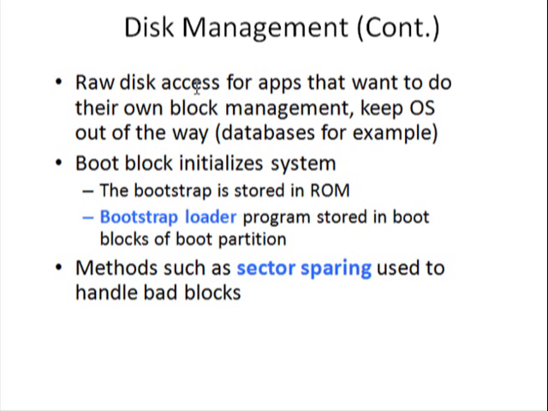Raw disk access is provided for apps that want to do their own block management. This keeps the OS out of the way, so that is why the seek time is again reduced. A standard example of this scenario is databases. Now the boot block generally initializes the system. The bootstrap loader, or the bootstrap program, is stored in the boot blocks of the boot partition. So this is how disk management is generally done in an operating system or a computer system.